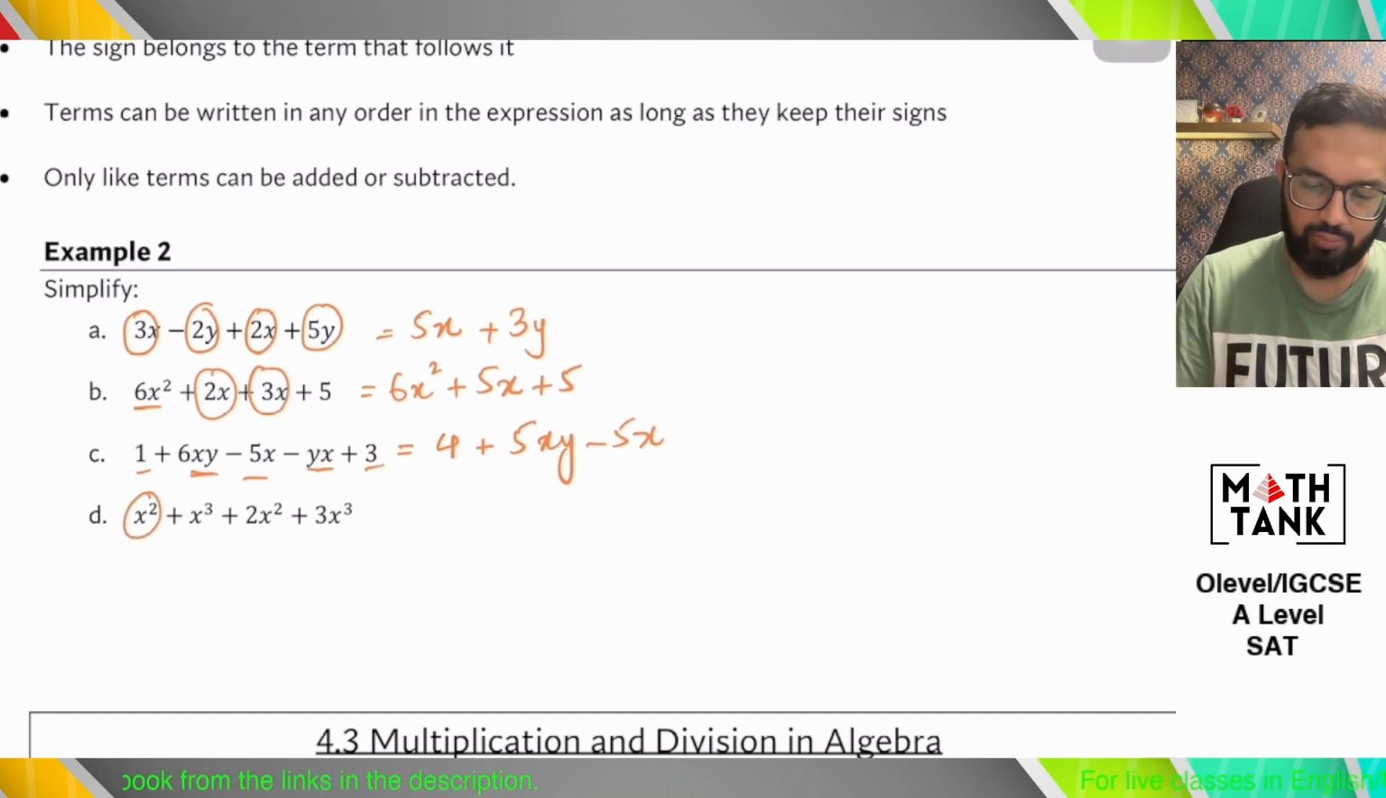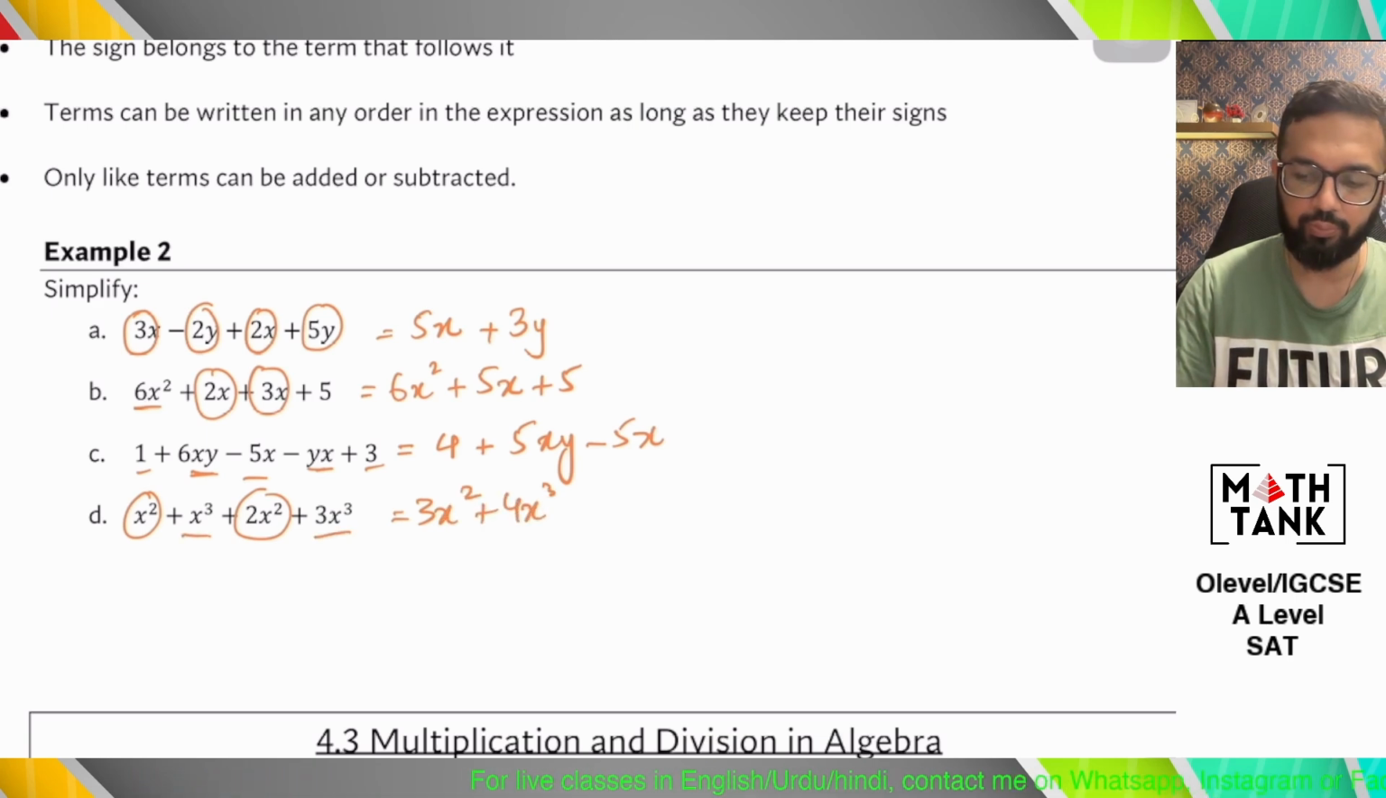Okay, let's look at the like terms. X square and 2x square, that gives me 3x square. X cube and 3x cube, that gives me 4x cube.